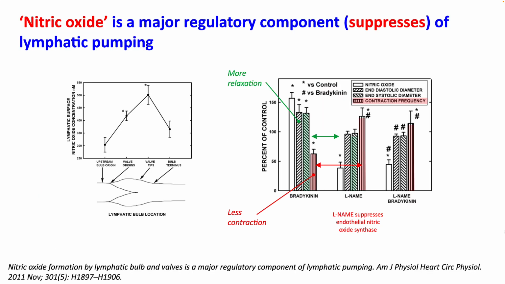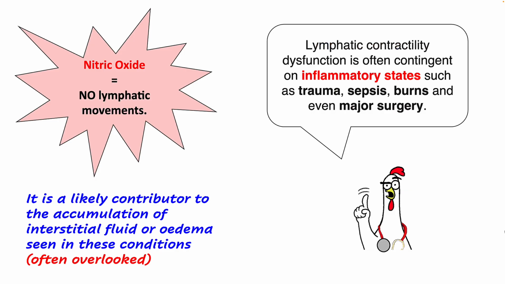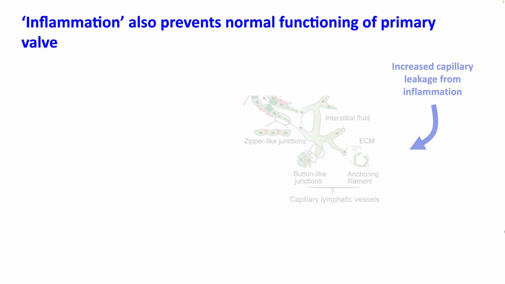Nitric oxide is the major regulatory component and suppresses the lymphatic pumping. And you can see that increased nitric oxide results in more relaxation of these vessels and less contraction frequency. So the way to remember is nitric oxide results in no lymphatic movement. And this is really important because in any inflammatory state such as trauma, sepsis, burns, major surgeries, your lymphatic contractility is dysfunctional and results in worsening edema formation.